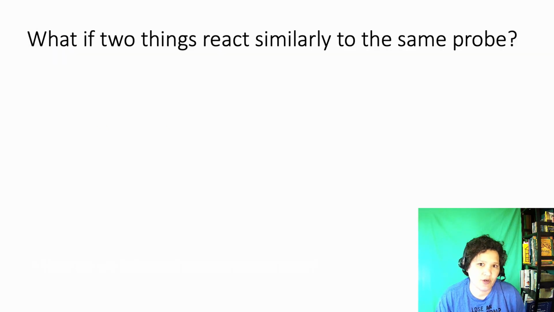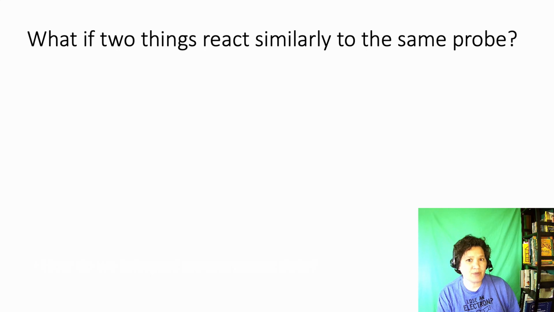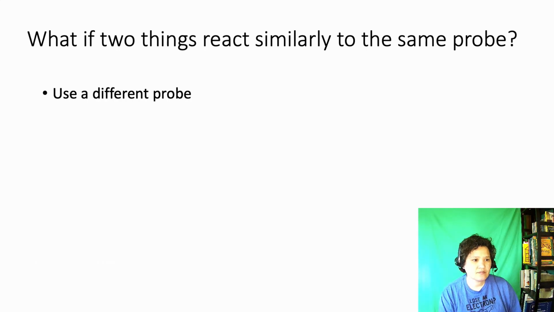So if you devise a probe and more than one thing reacts to that probe, and both of those things react similarly to the probe, so you can't differentiate the response from those two things, what are you going to do? There are three possibilities. The first thing is use a different probe. Come up with a different colorimetric agent.